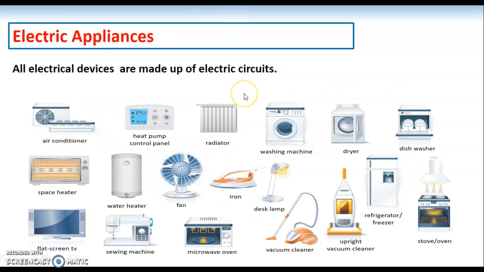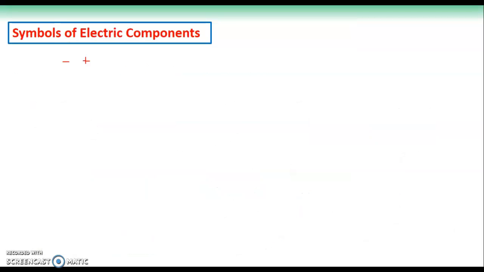Here are some electric devices that are made up of electric circuits: air conditioner, heat pump, control panel, space heater, water heater, flat screen, sewing machine, fan, radiator, iron, microwave oven, desk lamp, washing machine, vacuum cleaner, dryer, refrigerator, dishwasher, stove or oven, and so on. So many other ones that we use in our daily life. That's the importance of studying electric circuits.